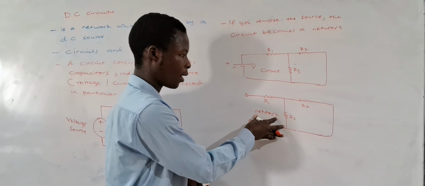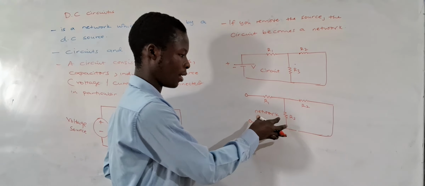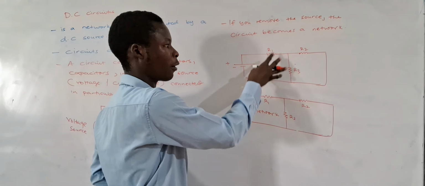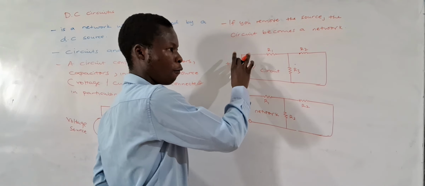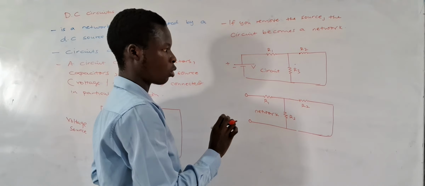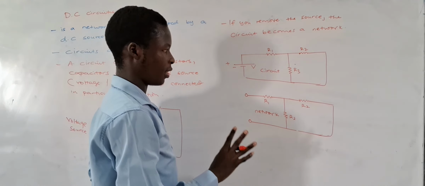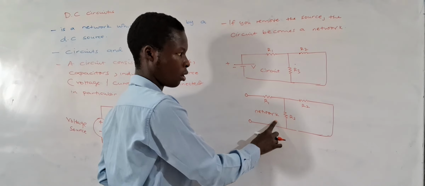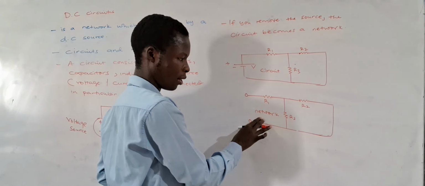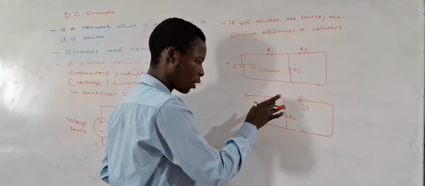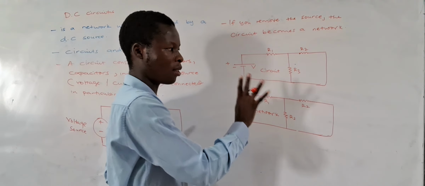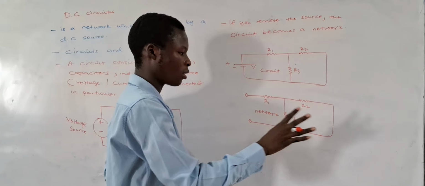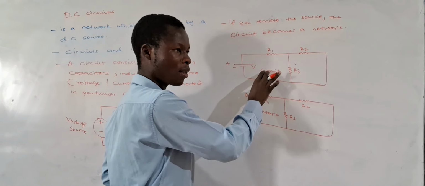For a network, it is not a must that it should have an active element. But a circuit should have an active element. So the conclusion is this: all circuits are networks, but not all networks are circuits. This is very important. All circuits are networks, but not all networks are circuits.